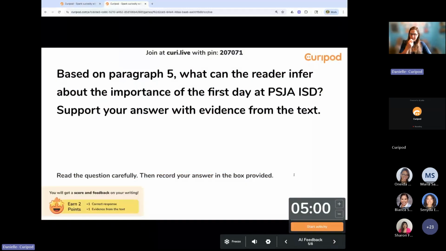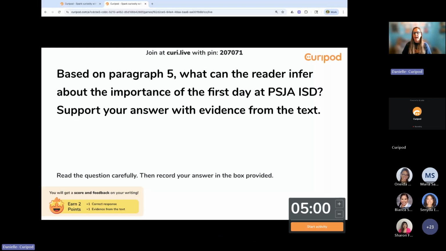So here we go into the SCR, why you guys are all here. Let's go ahead and write. So we're writing based off of paragraph 5. What can the reader infer about the importance of the first day at PSJA ISD? Support your answer with evidence from the text.